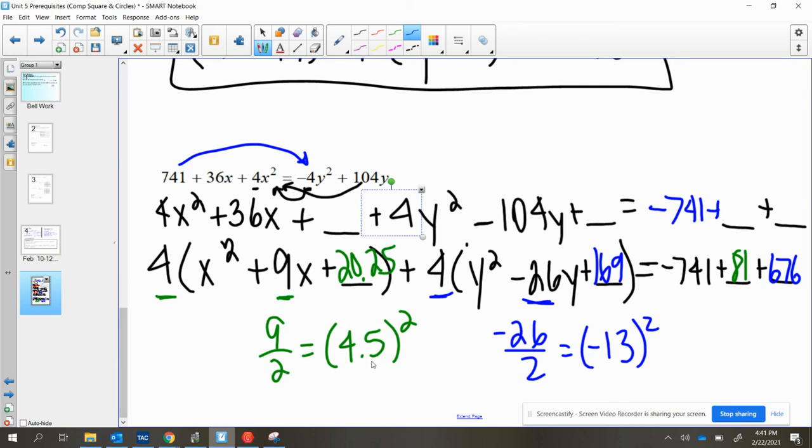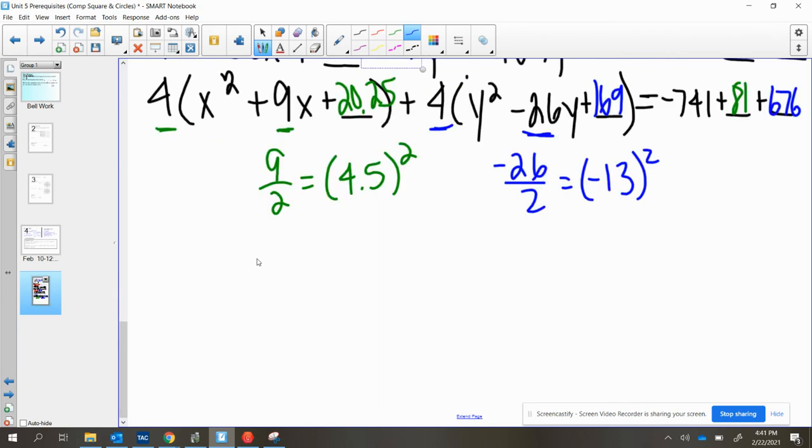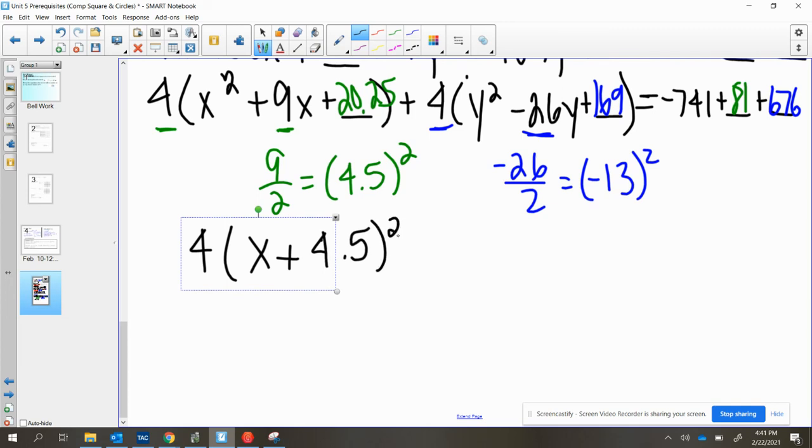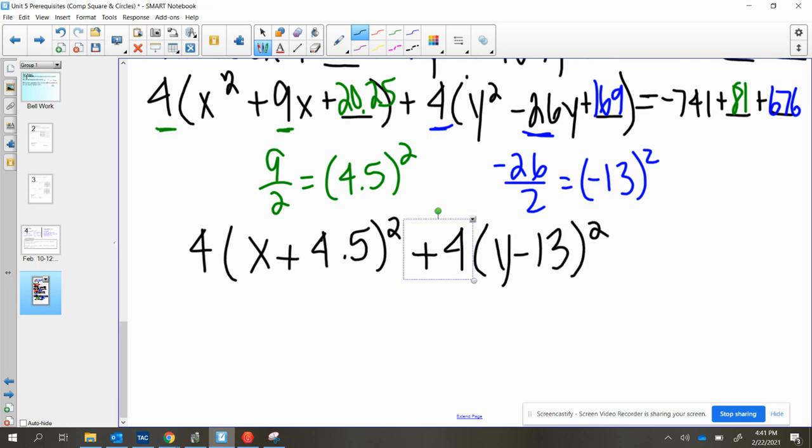Okay. Now, to keep this going then, we still have this 4 out here. We're going to have the x plus 4.5 quantity squared. Multiplies to be 20.25, adds to be 9. And then we still have the 4 out here. Y minus 13 multiplies to be positive 169, adds to be negative 26. And then negative 741 plus 81 plus 676 is 16.